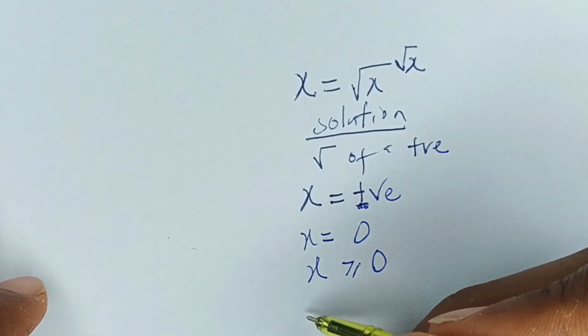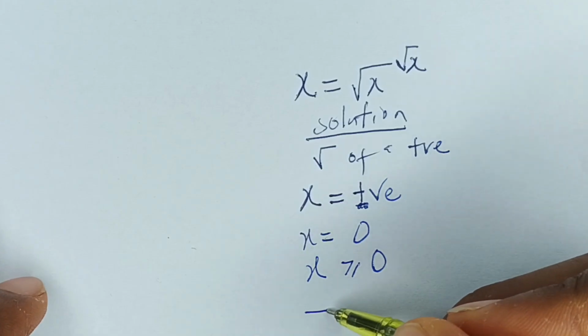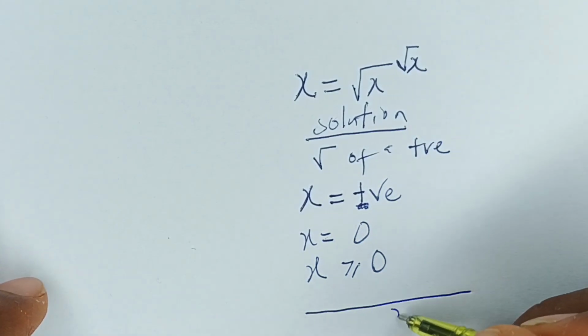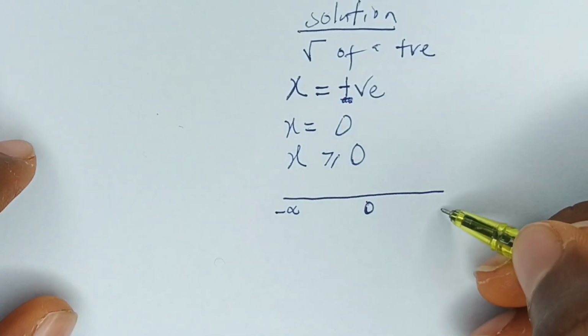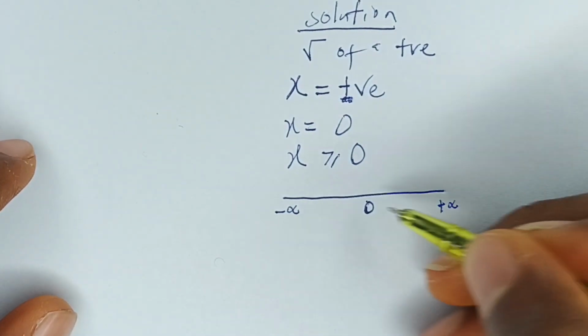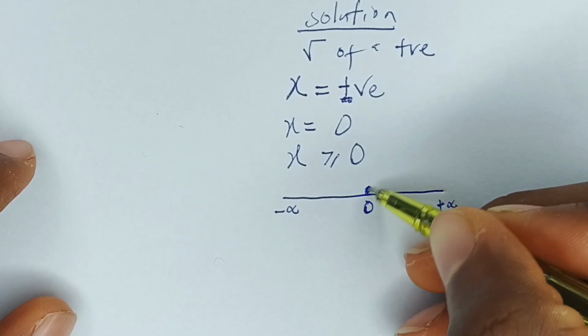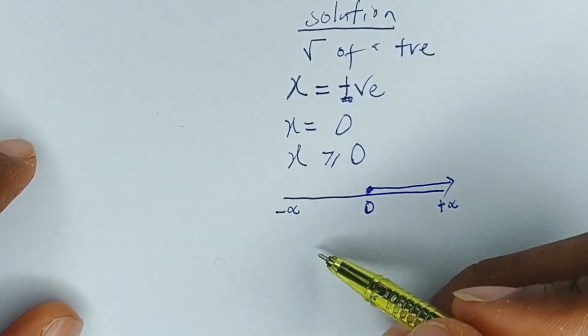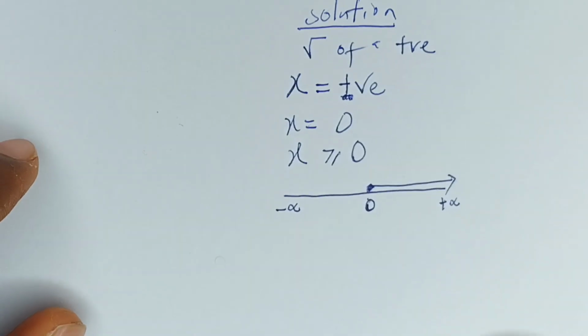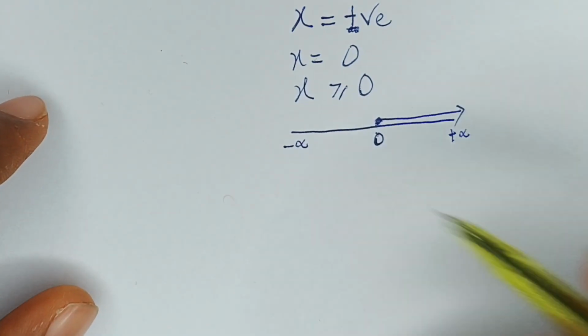Meaning that if you draw a number line, you have 0 here, you have negative infinity, you have positive infinity. x starts from here, you shade, and you arrow it this way. Alright? Now, after establishing these facts, we can now solve this.